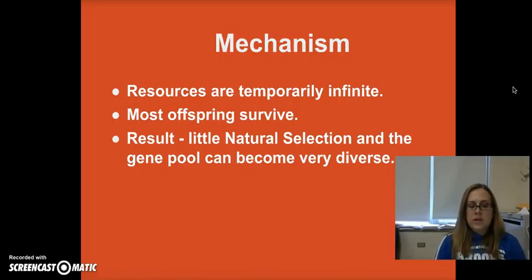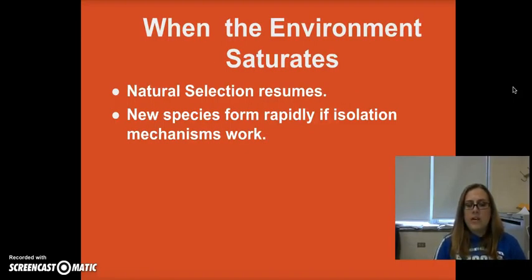So adaptive radiation works when resources are temporarily infinite, meaning there's a lot of resources available for individuals and populations to use within an area. Because there are so many resources, most of the offspring are going to survive, and so you end up with very little natural selection, and that allows the gene pool to become very, very diverse. And then later on, when the environment saturates or the resources are no longer infinite, then natural selection will start to resume. It'll kind of kick back up.